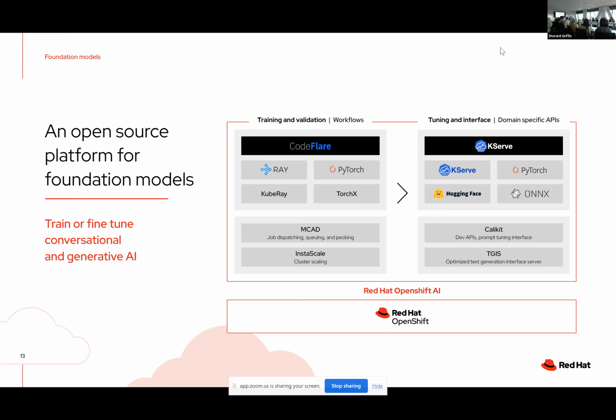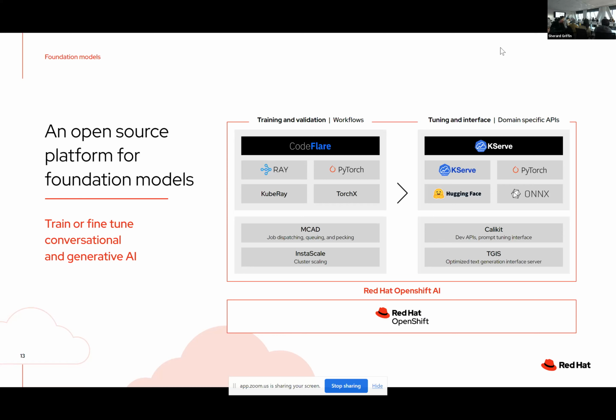Well, we're working on technologies like MCAD and InstaScale that ease that burden for people. MCAD is a queuing system where we're looking at ways in which we can optimize those workflows. That goes for quota management. Maybe a subset of you only get access to 2 GPUs versus all 8. Maybe there's a priority queuing where a certain group has higher priority than another.